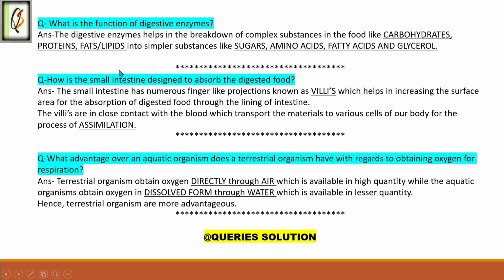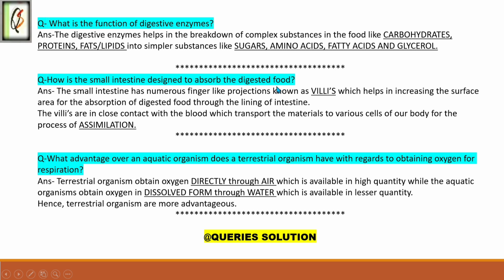All right, next question. How is the small intestine designed to absorb the digested food? So, let's understand the question first. What is the question saying? How is the small intestine designed? What is the basic design of a small intestine that helps in the absorption of digested food?